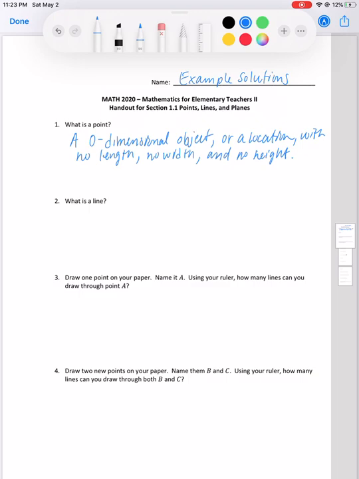Another word is, you can say a spot somewhere. And for our example, let's go ahead and do our example in green here. The example of a point is usually indicated with this dot, and it's just that spot. So even though the dot is like a little circle, the actual object of a point does not have any length or width or height.